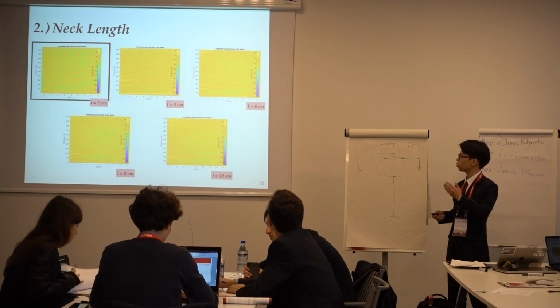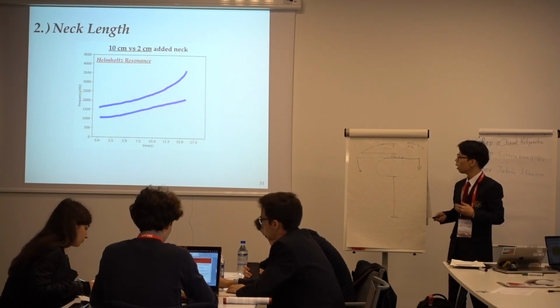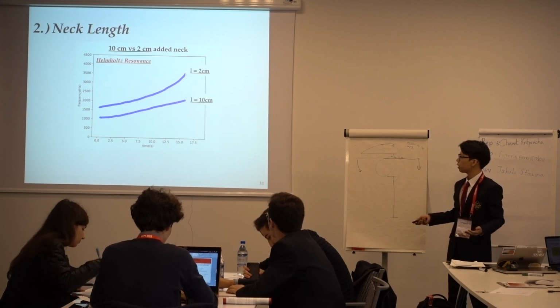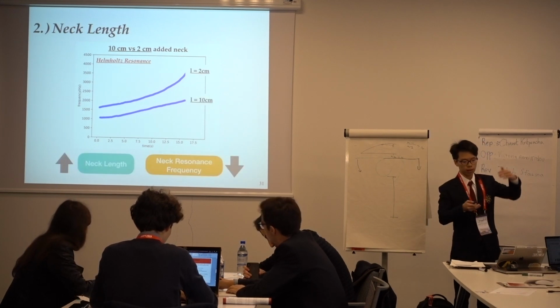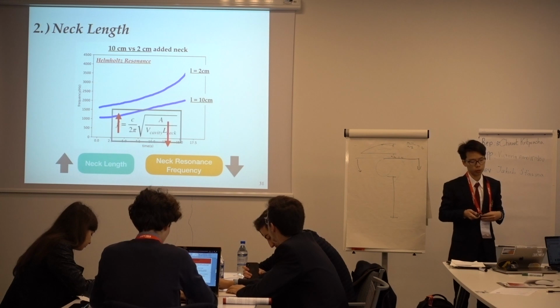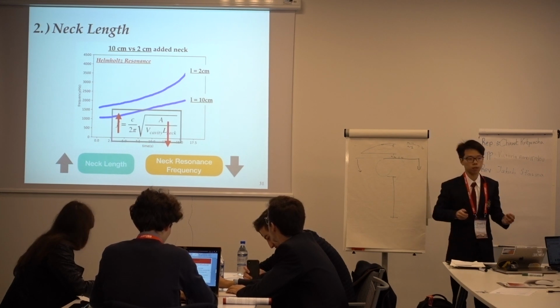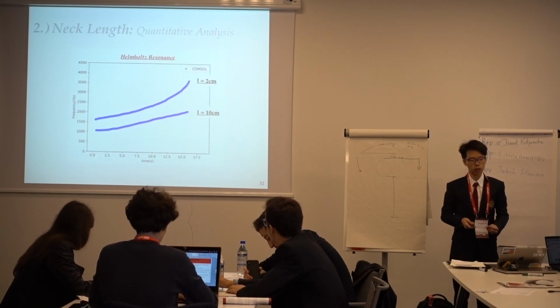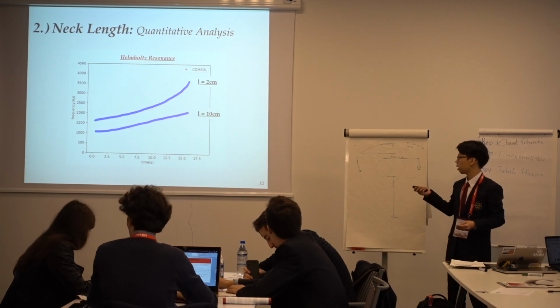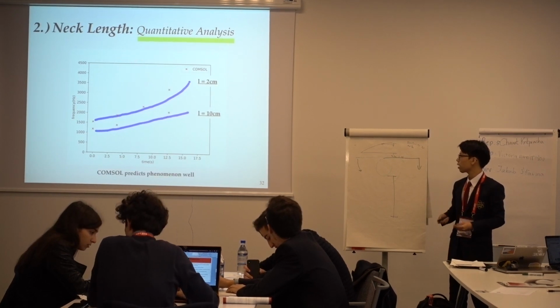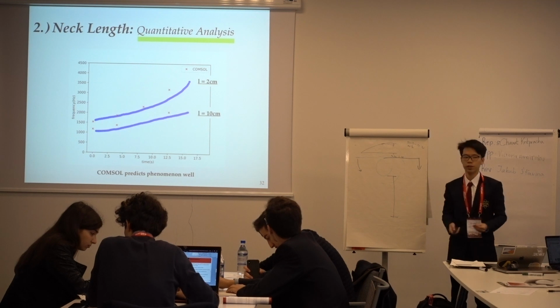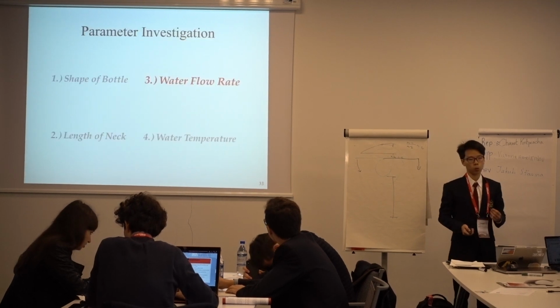Next, we're going to compare the 2 centimeters to the 10 centimeters. And this is the result that we get. As you can see, the longer the neck length, the lower the neck resonance frequency is going to be. And this can be explained qualitatively by the Helmholtz resonance. For quantitative analysis, we used COMSOL, and we find that it predicts the phenomenon very well and only deviates at higher frequencies.